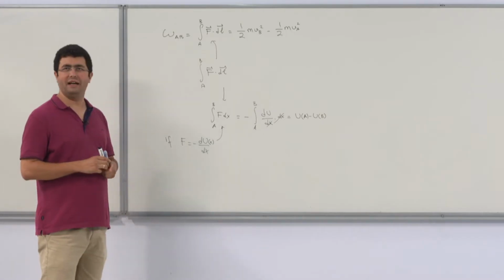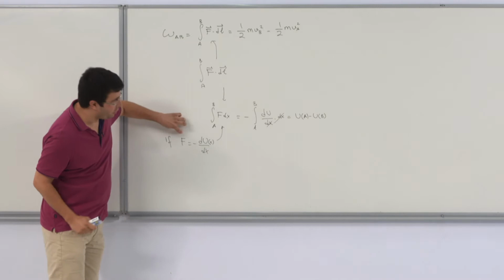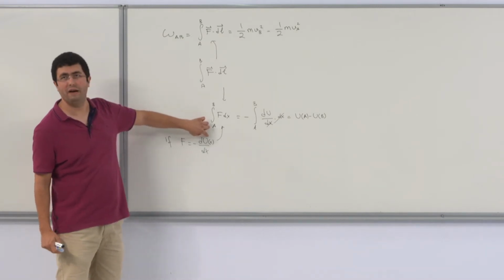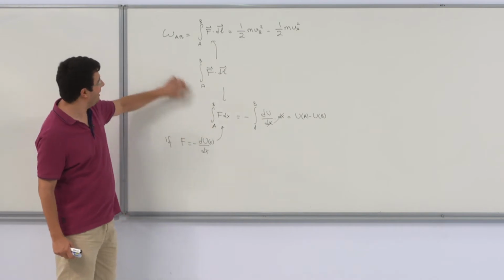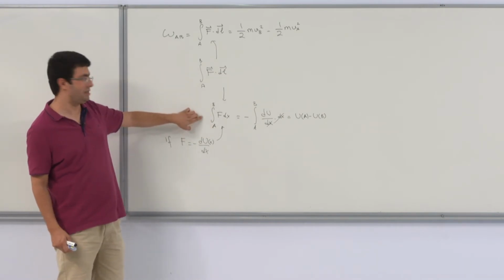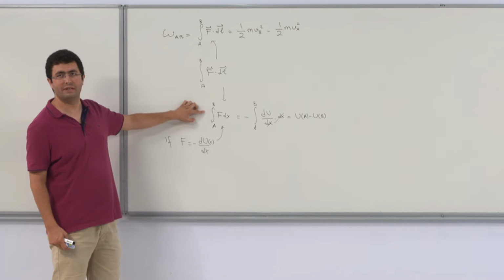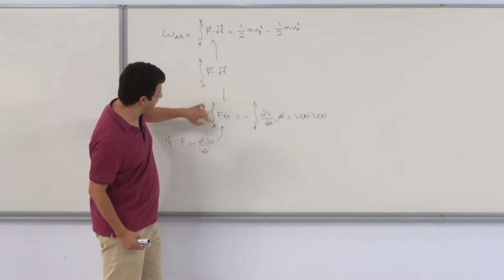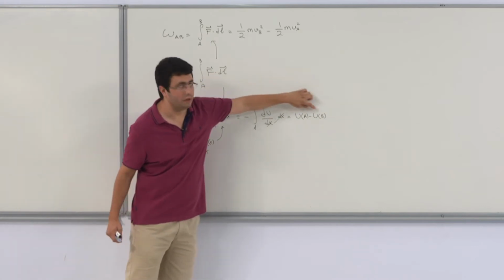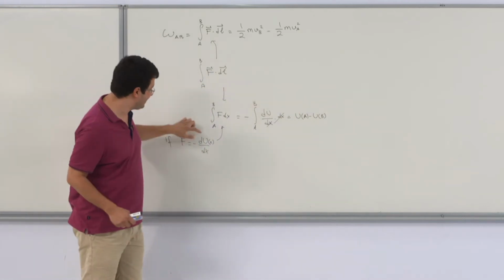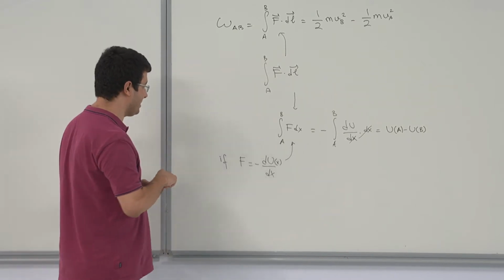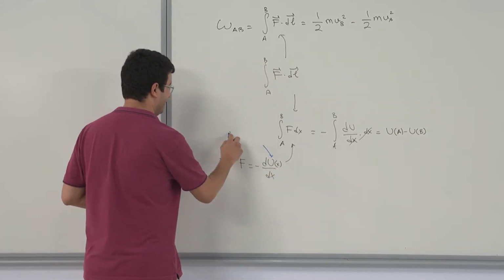So the statement that I find is the following. If force can be described by a derivative of a scalar function, then this integral, which tells me what the work that's done on the system is, is just given by the initial and the final values of this scalar quantity. This scalar quantity is called a potential energy.